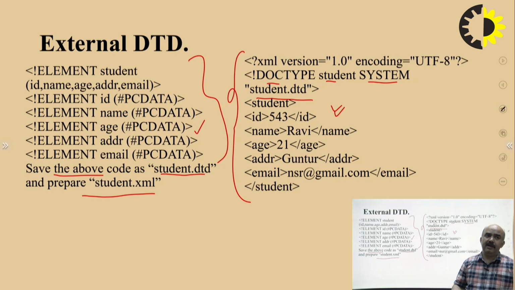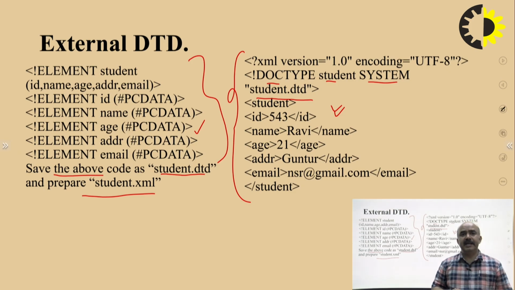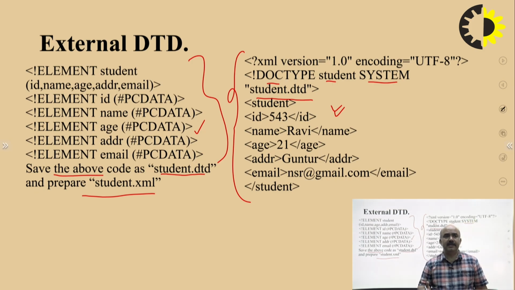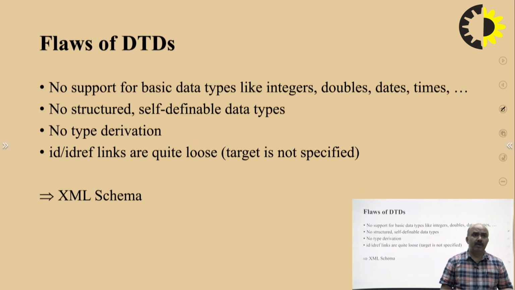But as I told you, in document type definitions, DTD, everything is parsed as textual data. So we don't know whether ID, age, address, or email are separate from each other. To overcome that, there is another method, XML schema. The flaws here are no support for basic data types like integer, double, date, and time, no structure for self-defined data types, and no type derivations.